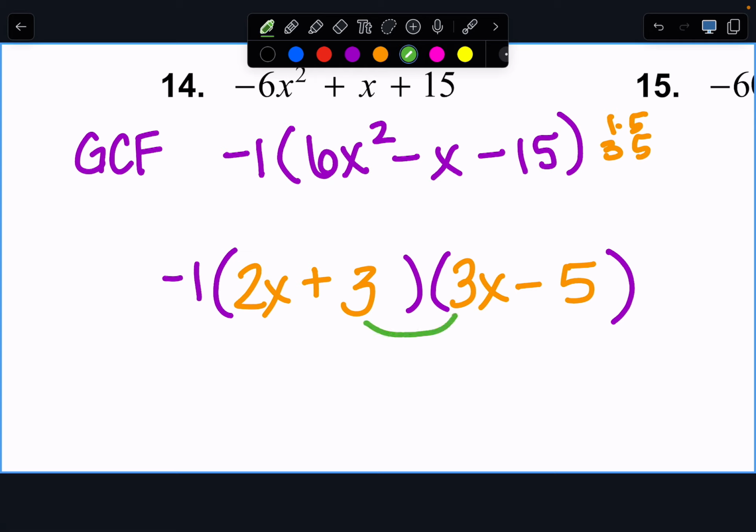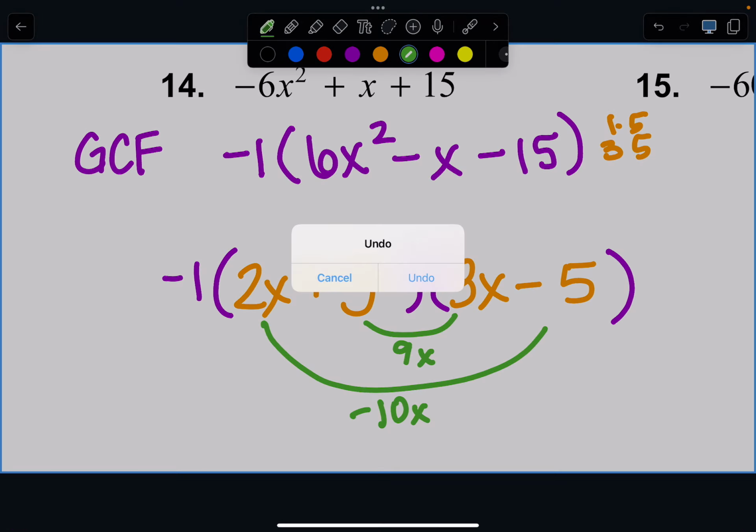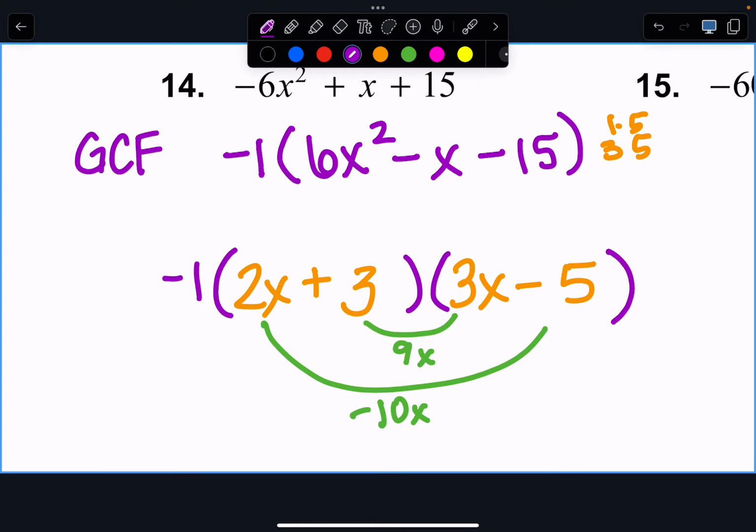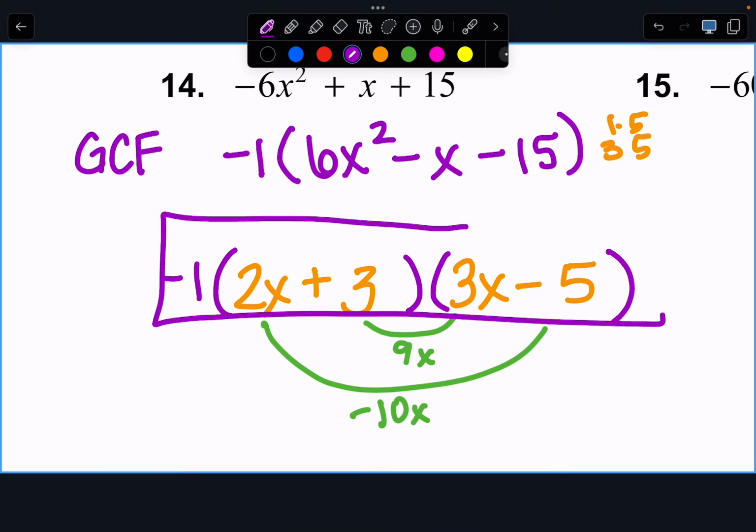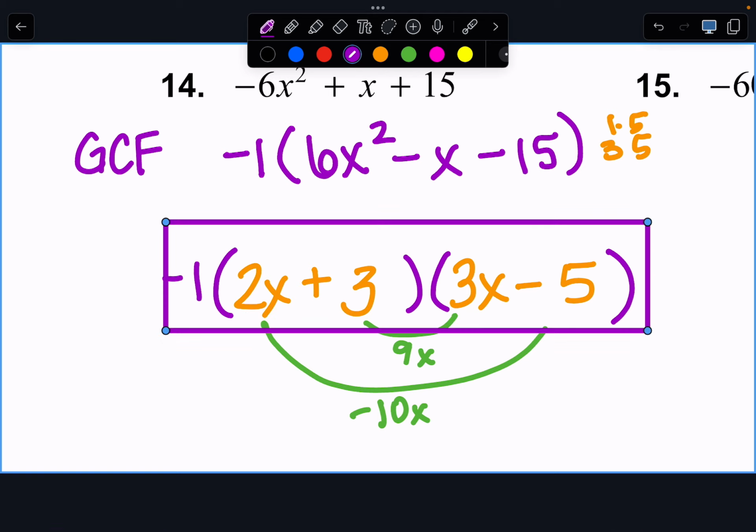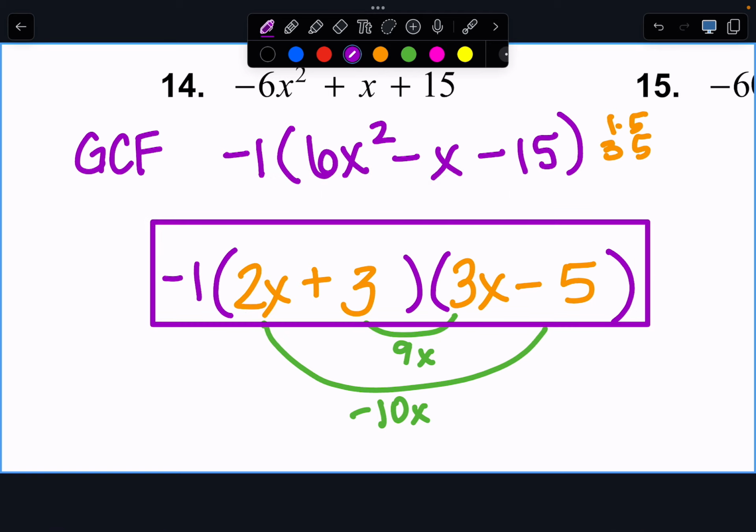Okay. Our inside products would give us 9x, and our outside, gosh darn it, would give us negative 10x. Did we just get it on the first try? Yes. That is not what I was hoping for, but it happened. I was trying to be authentic here, and then, well, oh well, we did it. Yay, go us. Okay, but make sure you have that negative 1 out there. Okay, it stays with it.